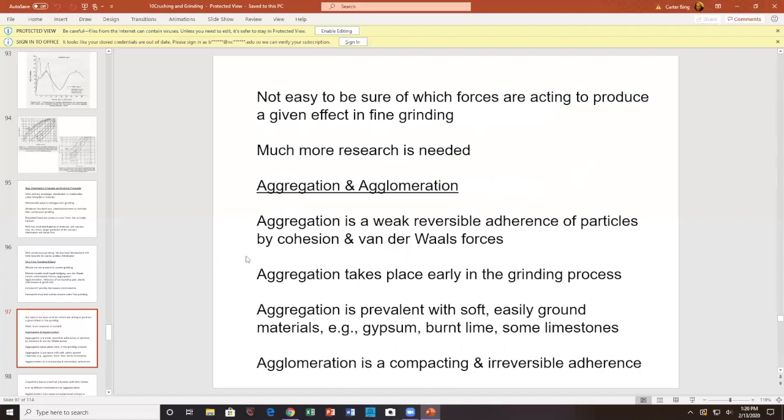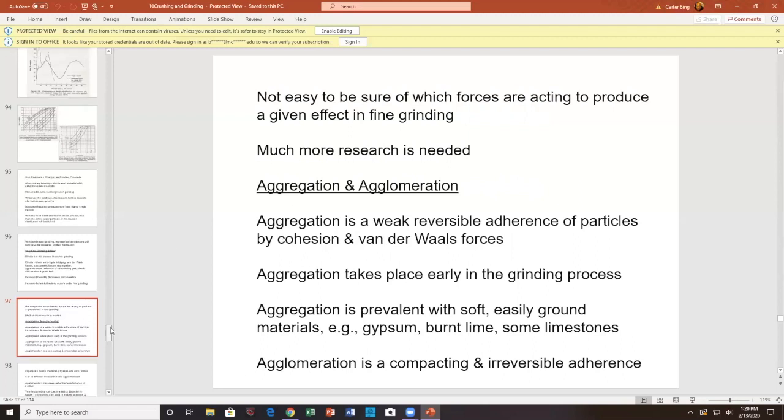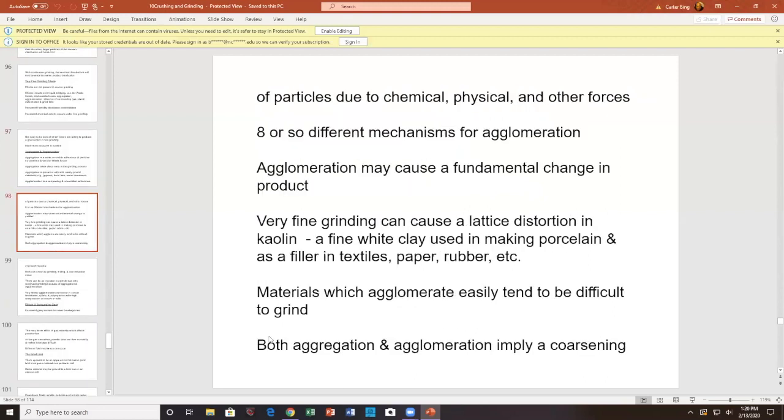Here's a discussion of aggregation. I put these things together. I talk about agglomeration, but basically cohesion and van der Waals forces happen. And the material also affects agglomeration. So I don't distinguish between agglomeration and aggregation. They're pretty much the same gig. There's 8 or so mechanisms for agglomeration, and whatever mechanisms there are for aggregation, I just throw them in with agglomeration. It's just the way I do things.